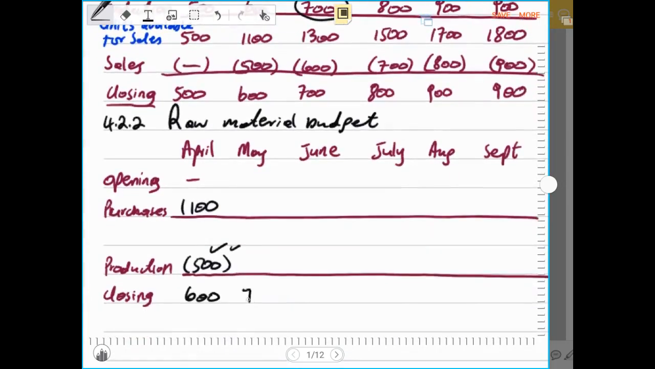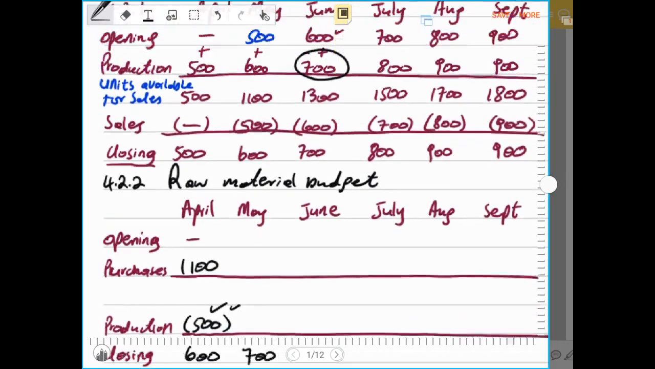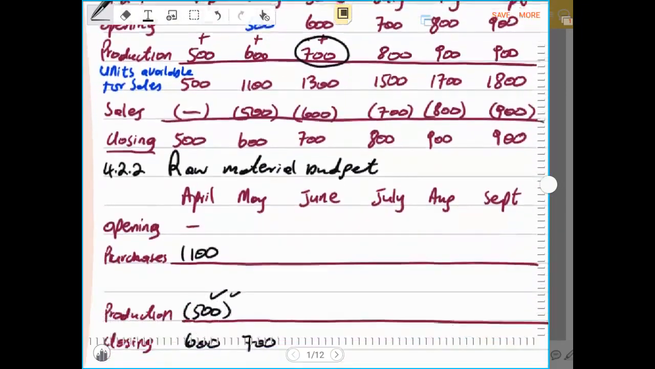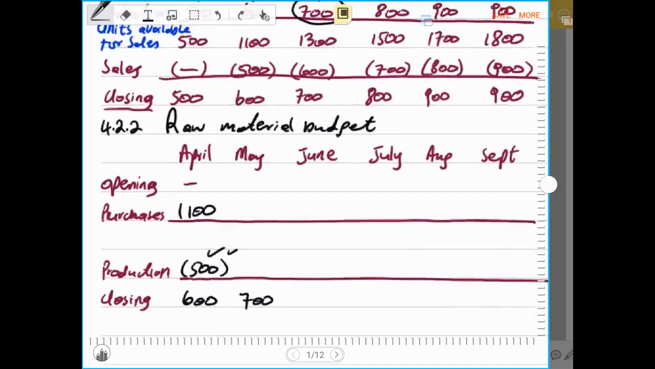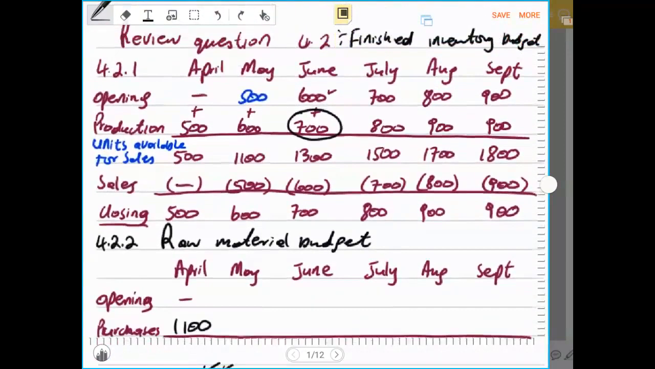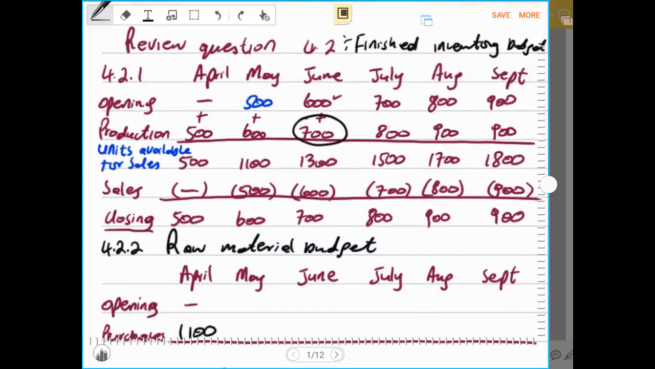So now that 700 will be, of June will be the closing of the month of May, because we are in the month of May. This is the month of May. So now I check again, what is the closing for July? Closing for July will be the production of August.